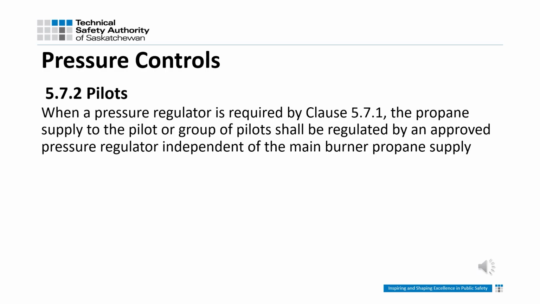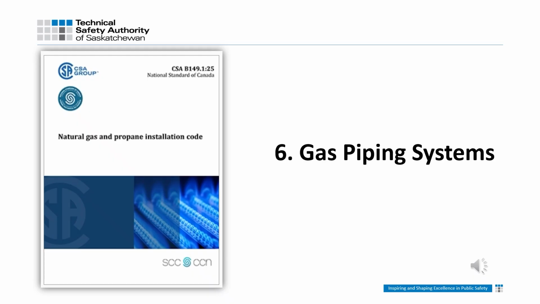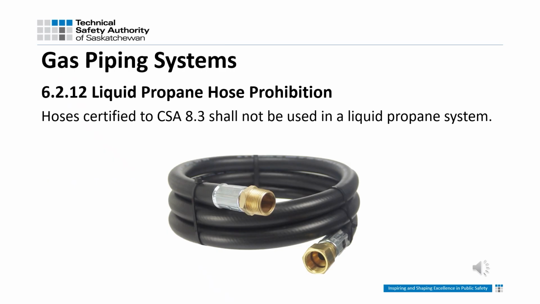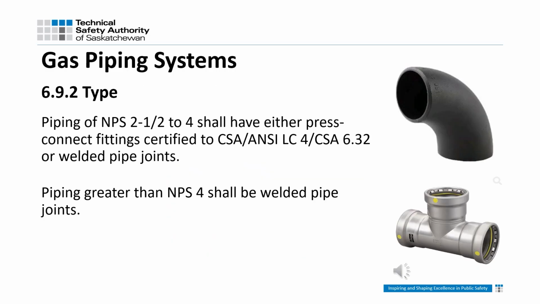We are now moving along to Section 6, Piping and Tubing Systems, Hose and Fittings. 6.2.12, Liquid Propane Hose Prohibition. This is for anyone involved with hooking up equipment to liquid propane, including grain dryers and asphalt plants. Hoses certified to CSA 8.3 are no longer acceptable. What we will be looking for are hoses certified to CSA 8.1. Press connect fittings are currently approved in sizes 4-inch and below to CSA 6.32. Piping greater than 4 inch shall be welded pipe joints.